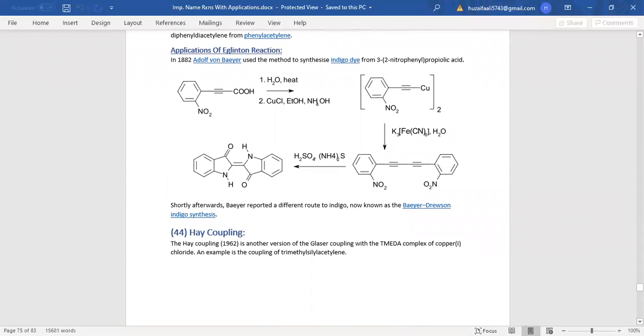In 1882, Adolf von Baeyer used the method to synthesize indigo from 2-nitrophenylpropiolic acid. Shortly afterwards, Baeyer reported a different route to indigo, now known as the Baeyer-Drewsen indigo synthesis.